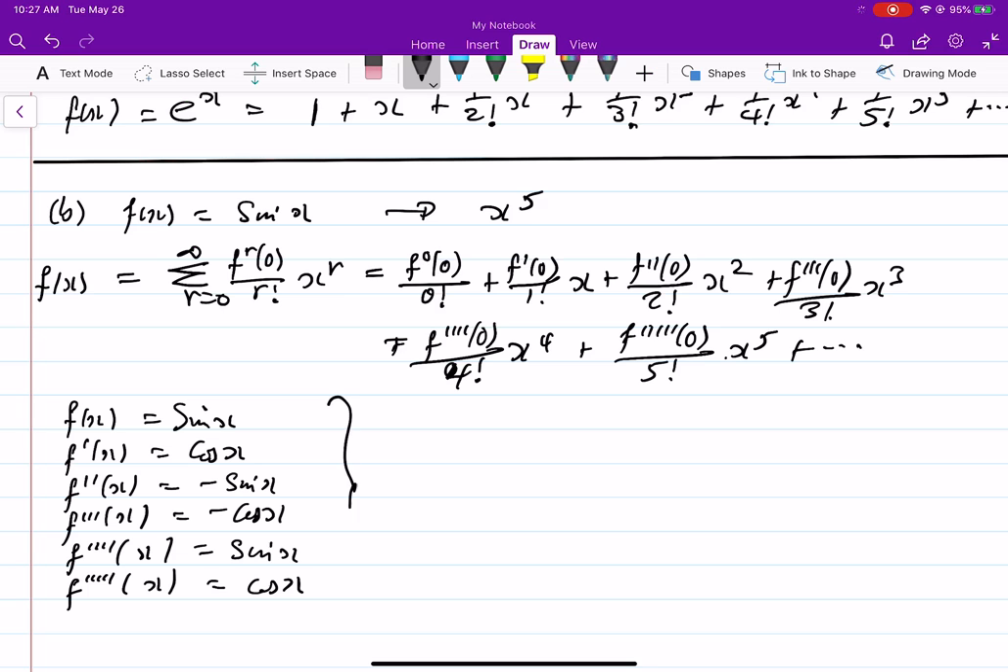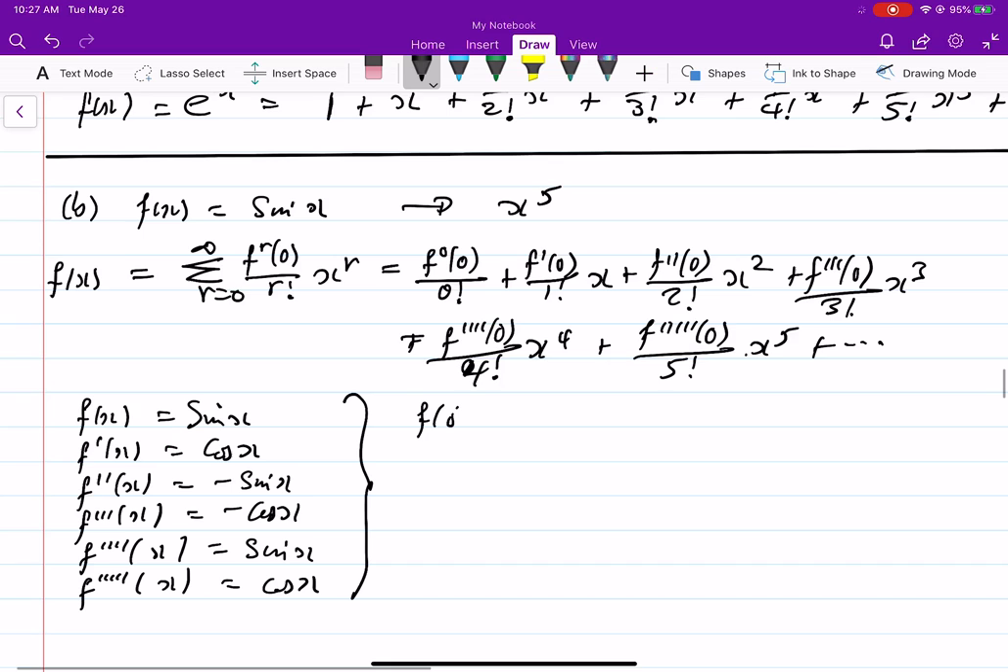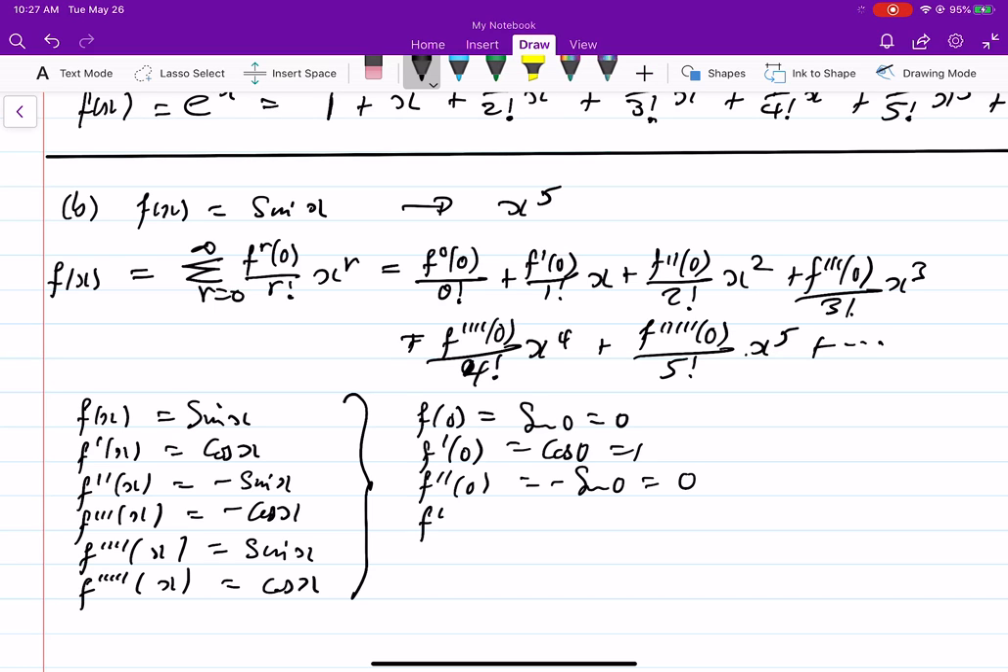And now I have to evaluate each one of these at 0. So, f of 0 is sine of 0, which is 0. F prime of 0 is cos of 0, which is 1. F double prime of 0 is minus the sine of 0, which is 0. F triple prime of 0 is minus the cos of 0, which is minus 1. That's triple prime, right? 0, 1, 0, minus 1. F 4 primes of 0 is sine of 0, which is 0.